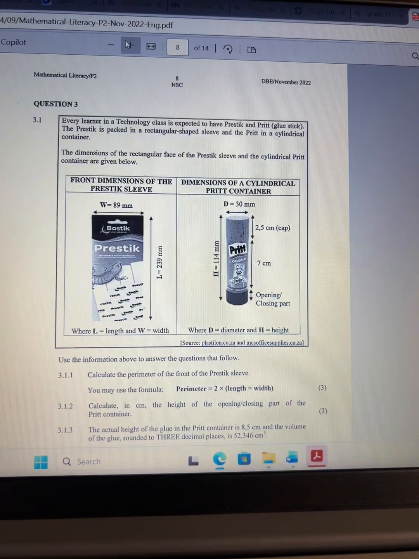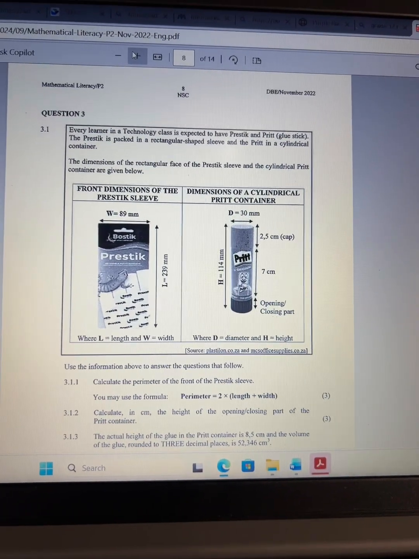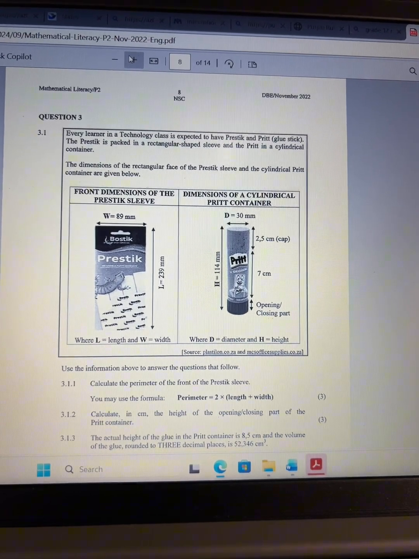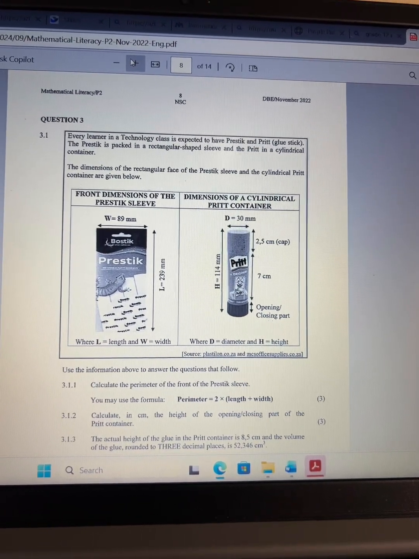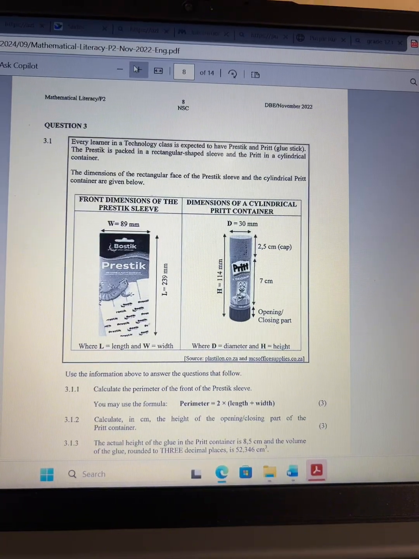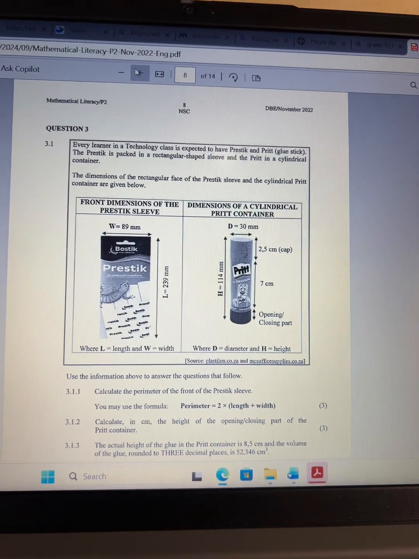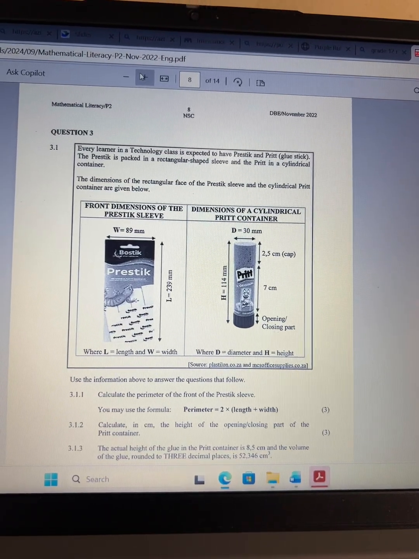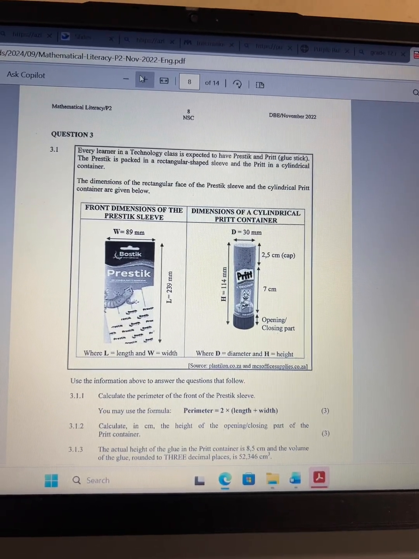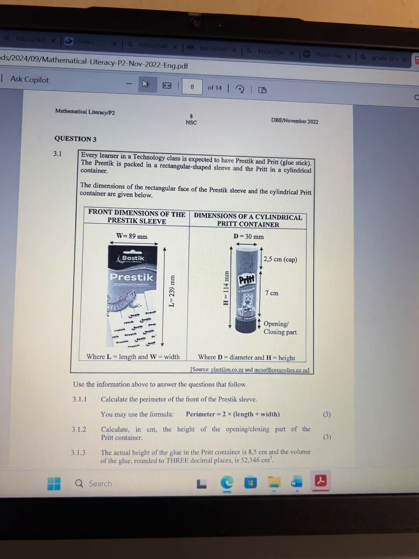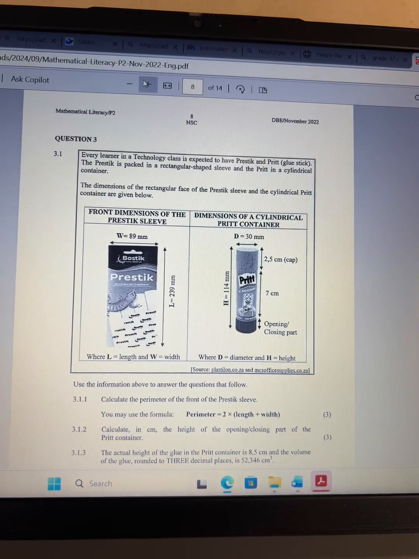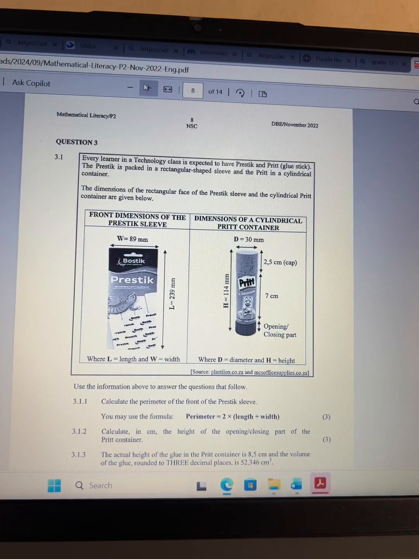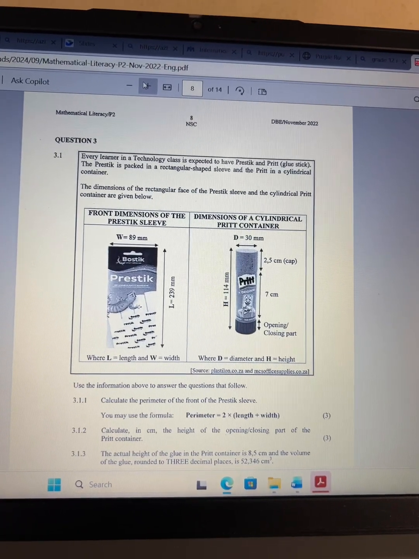On the scenario, as I've said, we have to read the scenario and understand what it is trying to say before we can start to answer the question. They said that every learner in a technology class is expected to have a Pritt stick, a Pritt or a glue stick. The Pritt stick is packed in a rectangular-shaped sleeve and the Pritt is in a cylindrical container.